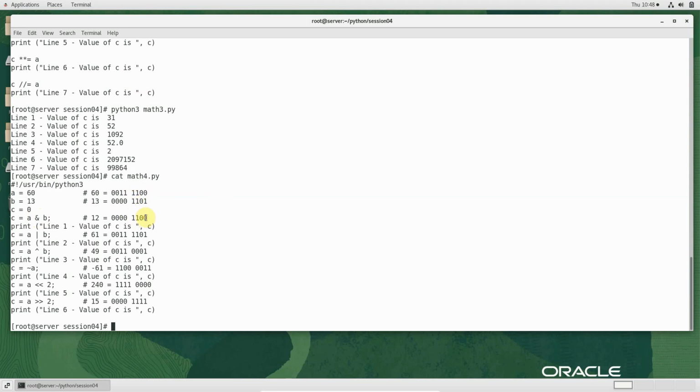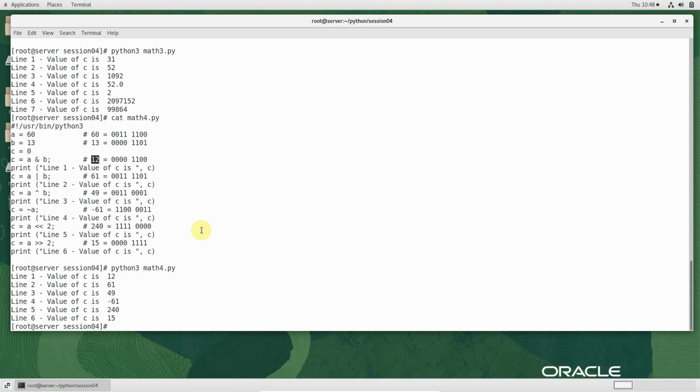Treat 0 as false. So if you convert this into binary, that comes out to be 12. So you can expect the answer 12 here. Let's try to execute and see how it is represented. And yes, the answer is 12 here.